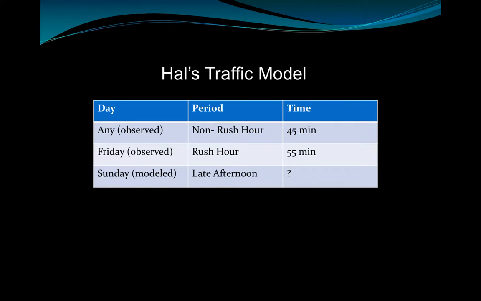So without traffic, I'm making a little graph here, a little table. I'm saying if there's non-rush hour traffic, it takes about 45 minutes. Friday afternoon, it took us about 55, and that's about what we expected. But my modeling question here, and these both were observed. You know, the non-rush hour, I've driven that many times. Friday afternoon, we drove that. It was observed. But Sunday, I had to model. And I didn't think of it as modeling. I just thought of it as making a decision.